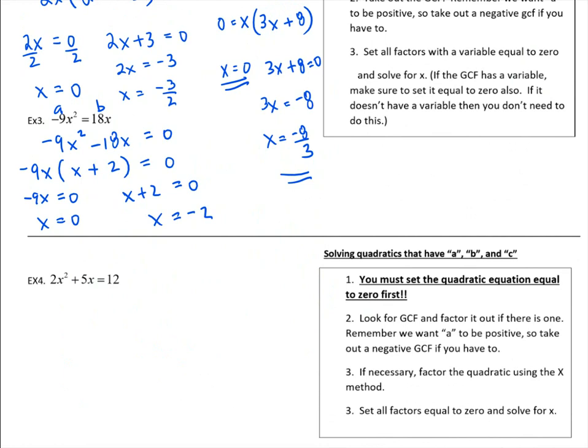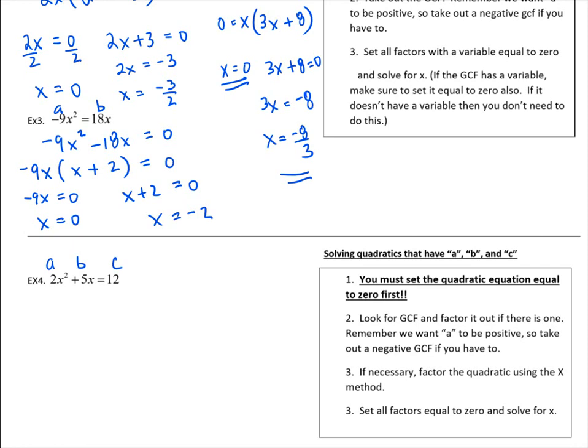Let's talk about quadratics that have a, b, and c. So when you get this example here, you're going to notice that this is a, this is b, and this is c. When you have a, b, and c, the first thing you have to do is you always have to make the problem equal 0. So I'm going to minus 12 on both sides.